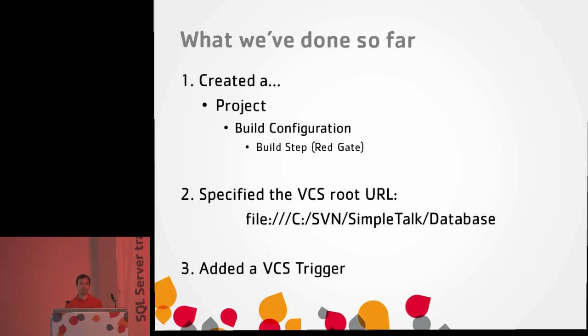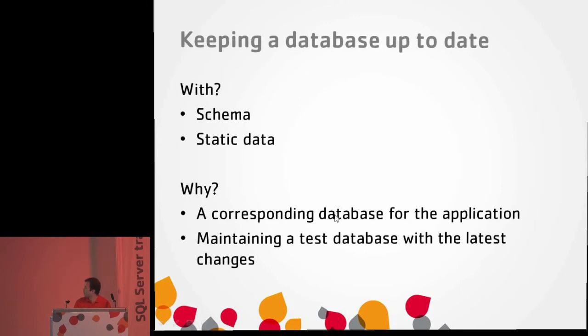So I can sort of claim that I've already done the demo in case we run out of time, but I'd like to show you every single option. We've specified the VCS root, which was here, one level above the scripts folder. We've added a VCS trigger as well. So we're updating a database with schema and also static data.